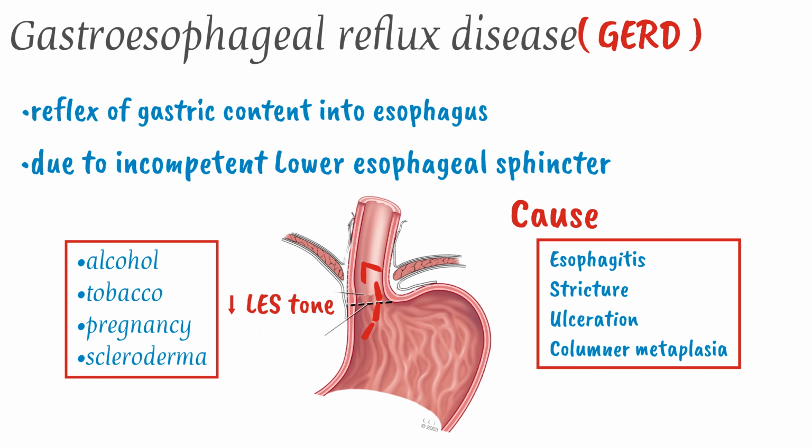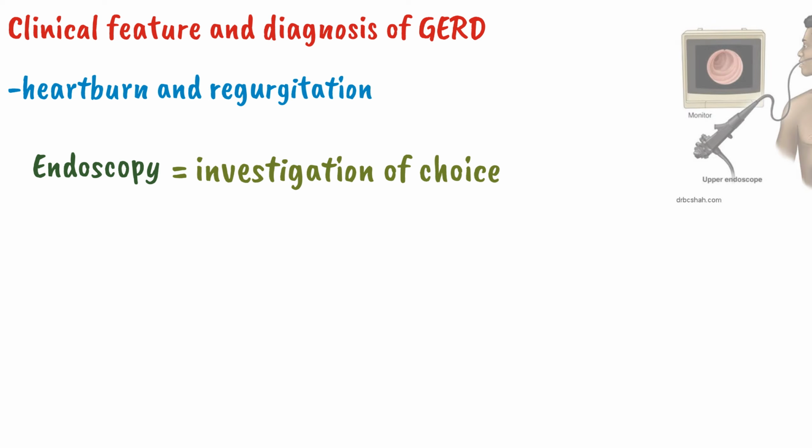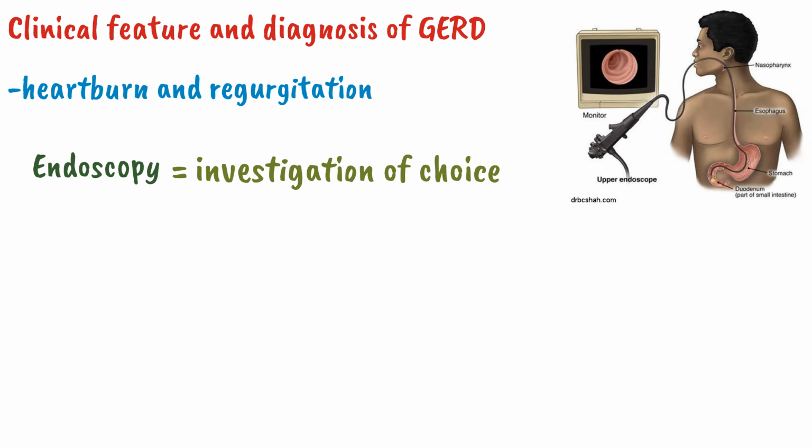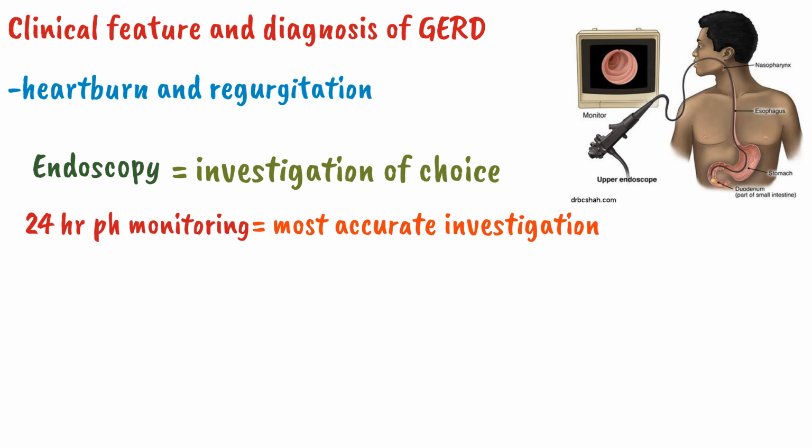Gastroesophageal reflux disease is very troublesome for a patient, and the patient will experience heartburn and regurgitation when the patient lies down. To diagnose gastroesophageal reflux disease, the investigation of choice is endoscopy. We perform endoscopy to check for the lower esophageal sphincter tone, and the most accurate investigation is 24-hour pH monitoring. We measure the pH of the lower esophagus.